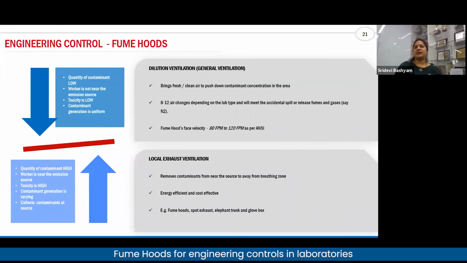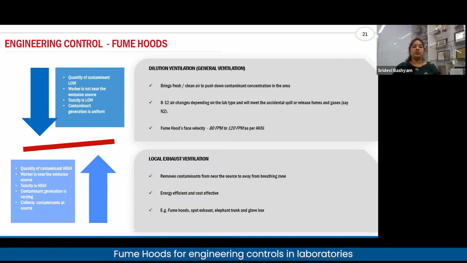We need to consider what the standard says, that 8 to 12 air changes, depending on the lab type, has to be met, and then we need to have clean fresh air pushing down, and these air changes we have to check regularly.